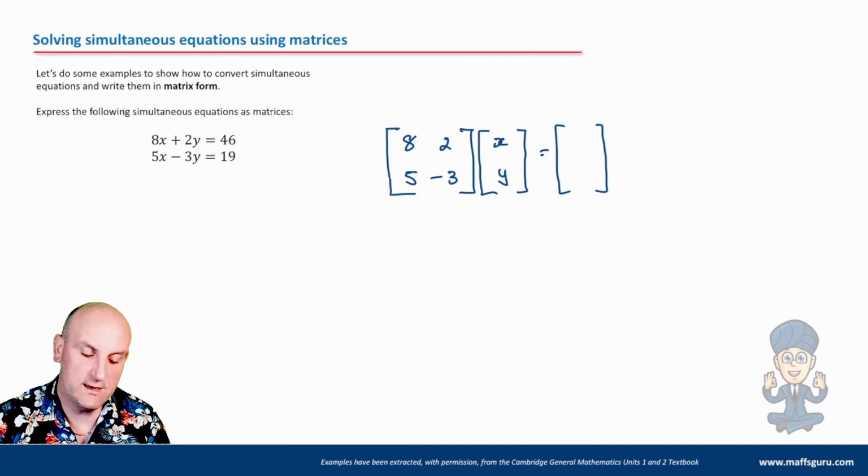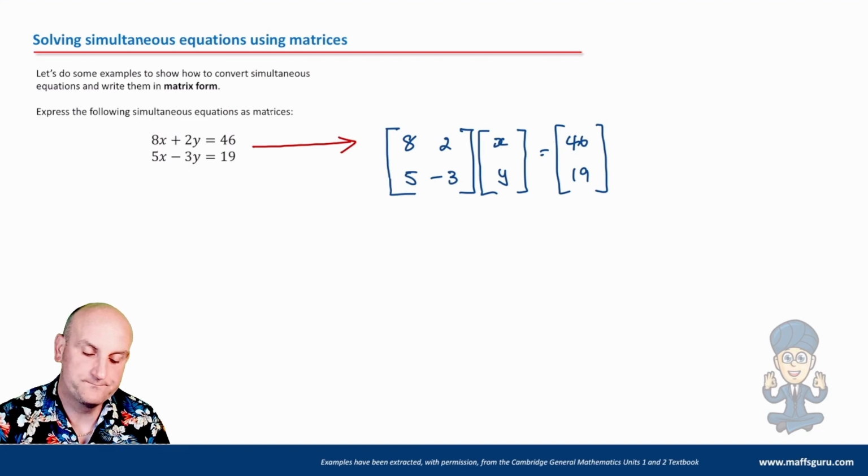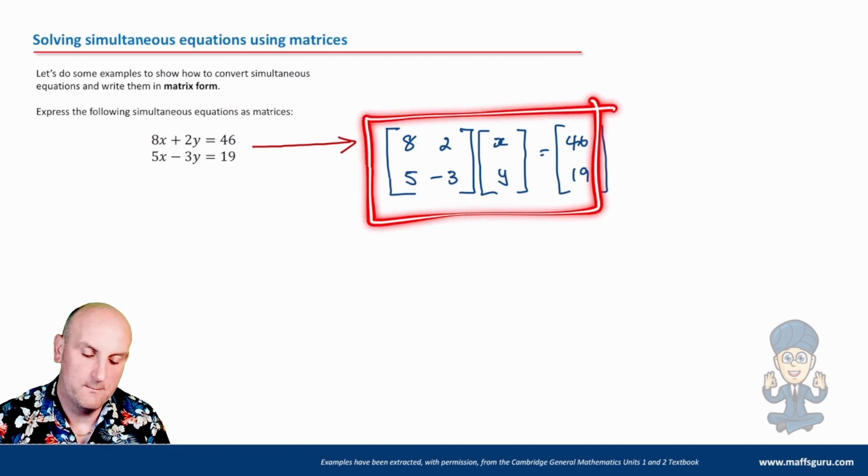Then you do an equal sign. And then you put these last two numbers here in its own 2 by 1 matrix. So that becomes 46 and 19. So believe it or not, that is like linear form, and that there is matrix form. Now let's just check. Can I go from here back to here?